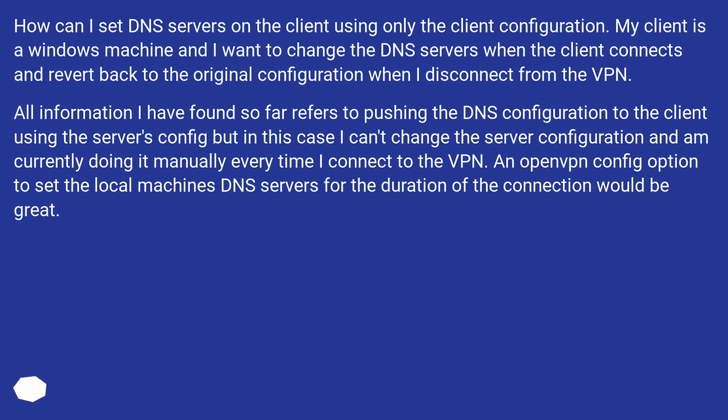All information I have found so far refers to pushing the DNS configuration to the client using the server's config, but in this case I can't change the server configuration and am currently doing it manually every time I connect to the VPN. An OpenVPN config option to set the local machine's DNS servers for the duration of the connection would be great.